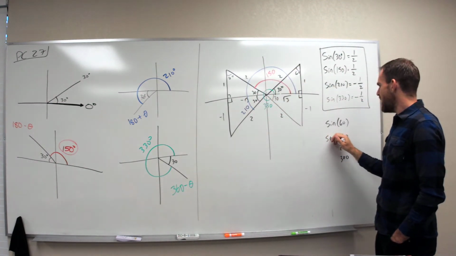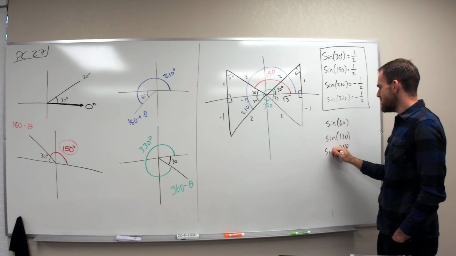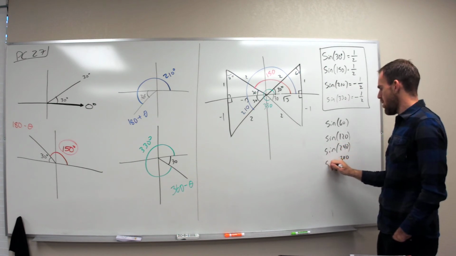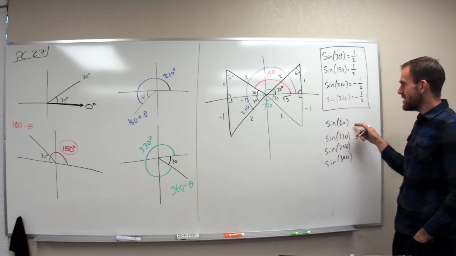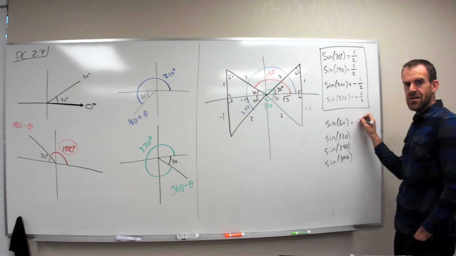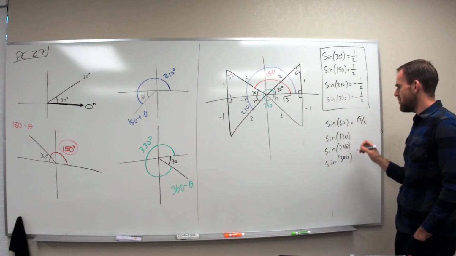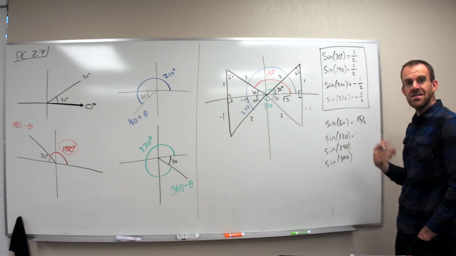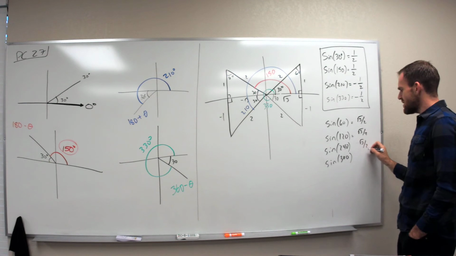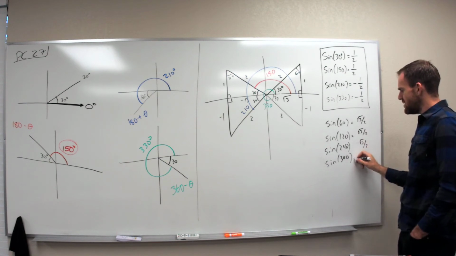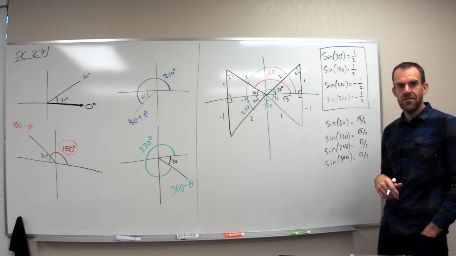So I can find sine of all of these because I know what sine of 60 is. What's sine of 60? It's √3/2. So sine of 120 is also going to have a √3/2. Sine of 240 is going to have a √3/2. And sine of 300 is going to have a √3/2.